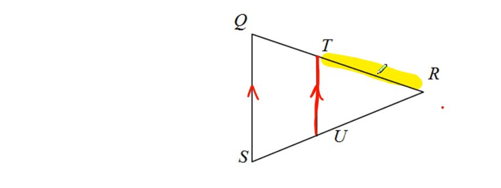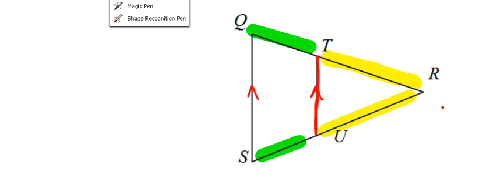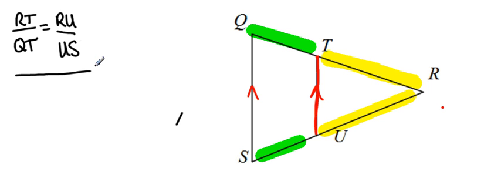In other words, if we take a look at this relationship between TR and QT, that's going to be exactly the same as the relationship between RU and SU. So that's one possible way we could write this proportion: the relationship between RT and QT is the same as the relationship between RU and US. Now that said, that's one possible way to write that proportion.